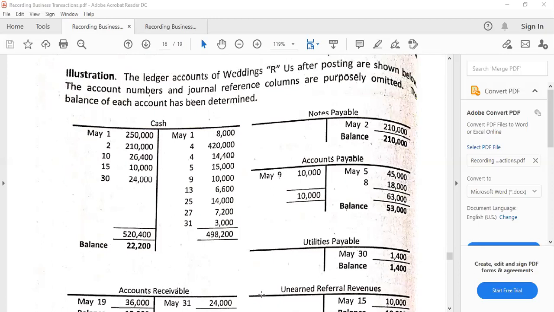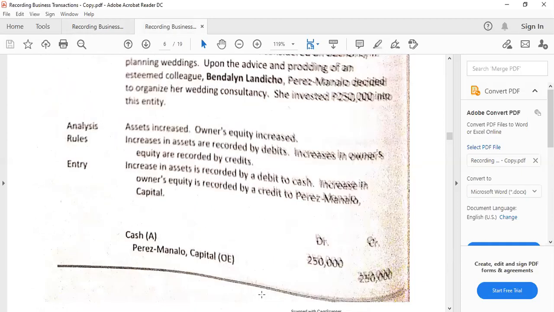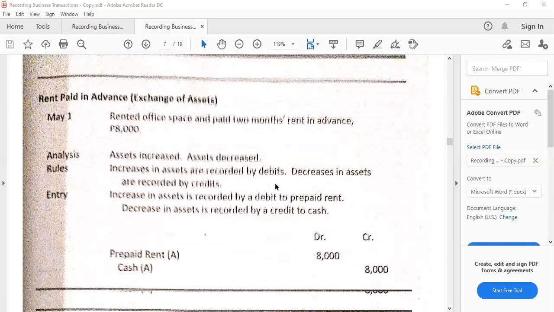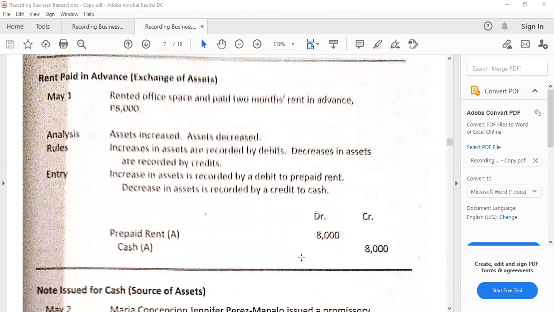Next, we go now to the second transaction. So this has to be testing. So take note again. All right, so hopefully it's shown now the second transaction. It's still May 1. Debit prepaid rent 8,000, credit cash 8,000.